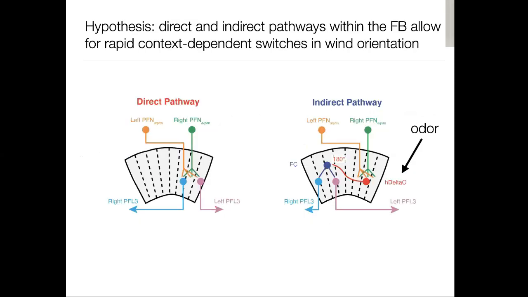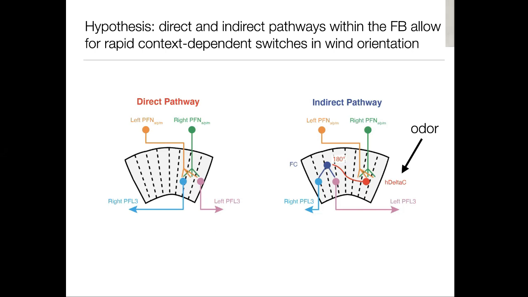So our hypothesis is that there are these direct and indirect pathways within the fan-shaped body that allow for rapid context-dependent switches in wind orientation. The direct pathway from wind direction input to steering motor output promotes downwind orientation, whereas the indirect pathway rotates this bump by 180 degrees to promote upwind orientation. And we're working on testing this model now.